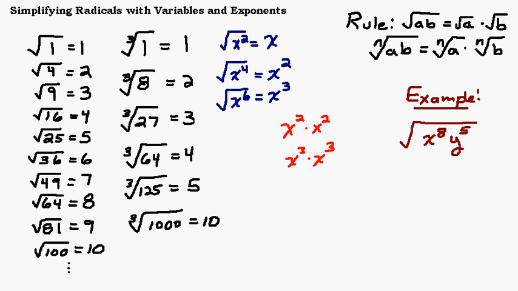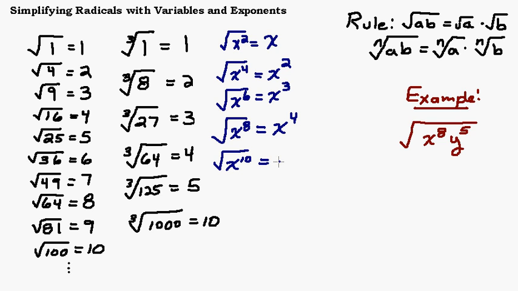The next one, I got to erase these. The next one we want to come out to be x to the 4th. So the square root of what is x to the 4th? What's x to the 4th times x to the 4th? Add the exponents, you get x to the 8th. So you can see what's happening here is we have even exponents. The square root of x to the 10th would be x to the 5th, because x to the 5th times x to the 5th is x to the 10th, etc.